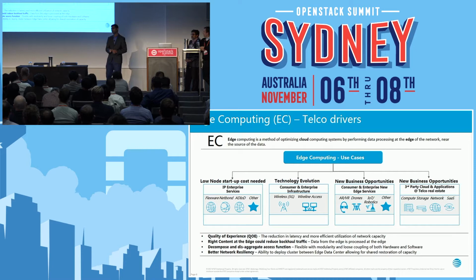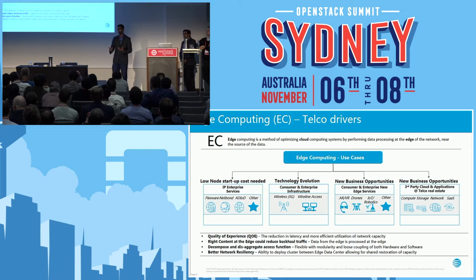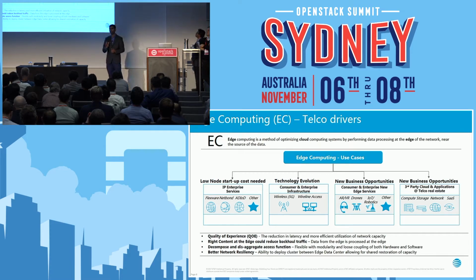This is something like augmented reality, virtual reality, drones, and IoT and robotics. These things would require edge computing to be very close to the user and do the processing in a quicker form, so that it can deliver the output as quickly as possible to meet the requirements of the edge application.